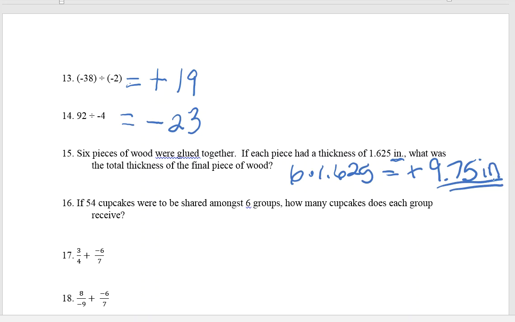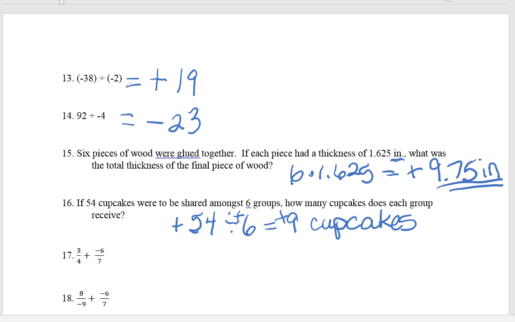Number 16, if 54 cupcakes were to be shared amongst 6 groups, how many cupcakes does each group receive? I have to break those cupcakes apart so each group gets some. Since I'm breaking them apart, I am dividing. So 54 divided amongst the 6 groups. 54 divided by 6 is 9, but again, I want to label my answer, so it is 9 cupcakes. I had a positive and a positive, so my answer was still a positive. But again, you do not have to write the positive plus sign.